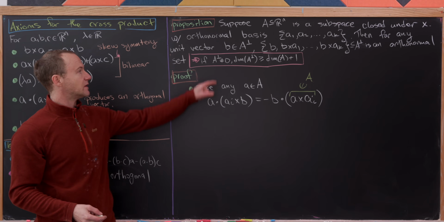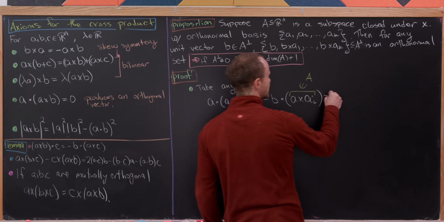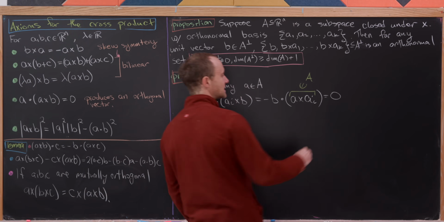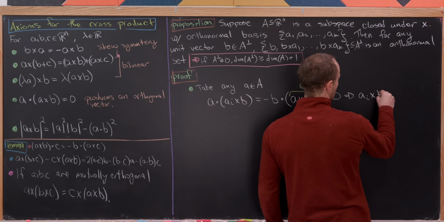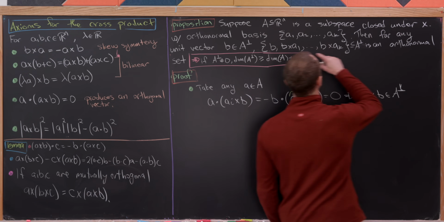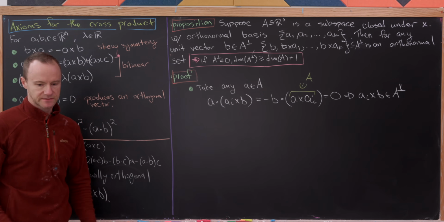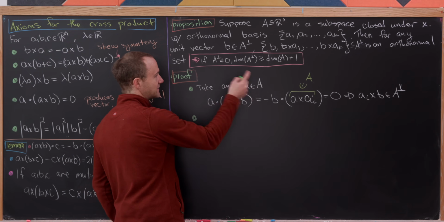Okay, but then b was in A complement. We're dotting b with something inside of A, so we get 0. But then that's exactly what we need for a_i cross b to be in A complement. But then that means that, yes, this set is a subset of A complement. Okay, so now let's look at the next thing. So it's a subset of A complement.